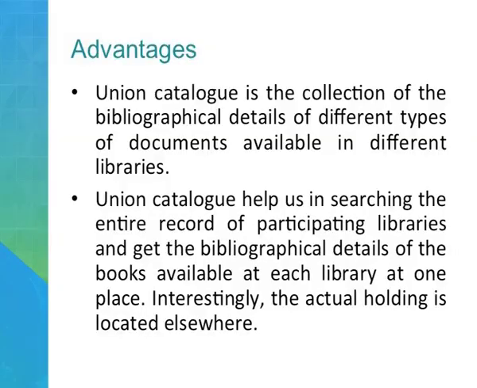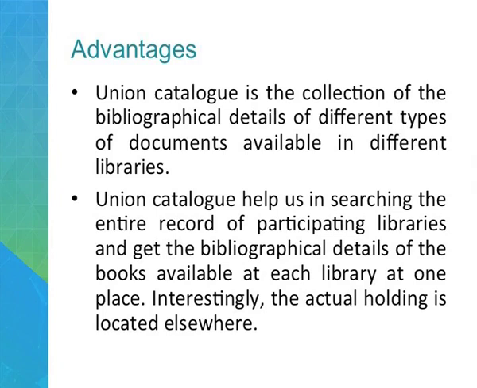If I summarize this, a Union Catalogue is a catalog of more than one library. However, a catalog only deals with the holdings of one library. So, that is a major difference between the catalog and the Union Catalogue. There are lots of advantages and lots of services we can provide using the Union Catalogue. Union Catalogue is the collection of bibliographic details of different types of documents available in different libraries.